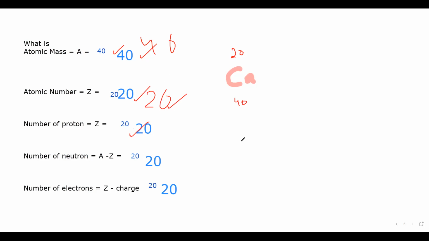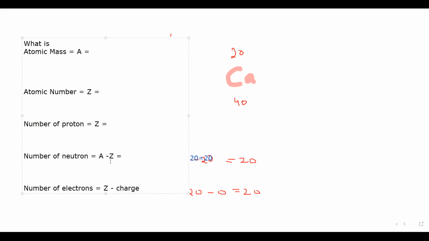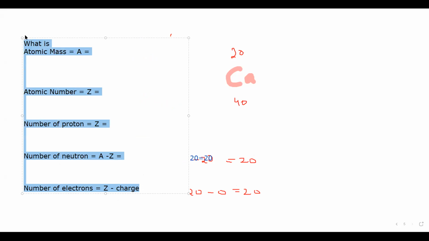So whenever you're getting the number of neutrons, it's better to show your working, like a one step working: 40 minus 20, so that's equal to 20, and the electrons will be 20 minus 0, which is equal to 20 as well. So that's right. I'll give another example, but this time it will have a charge.